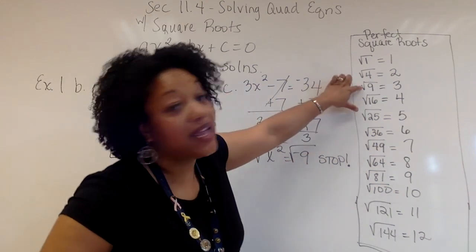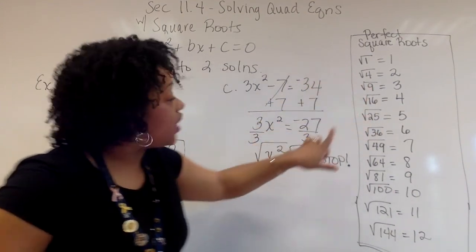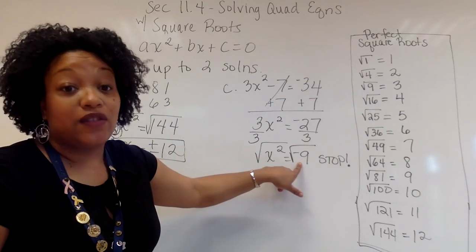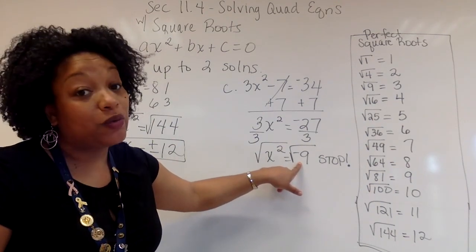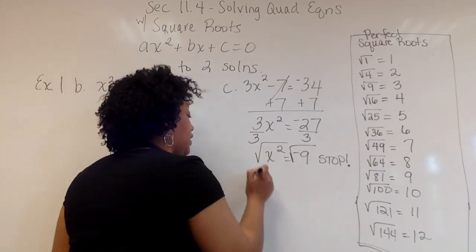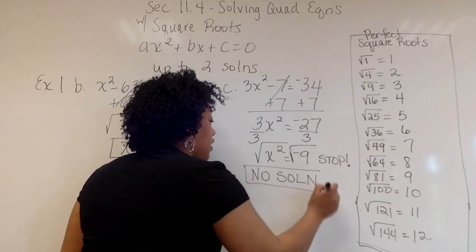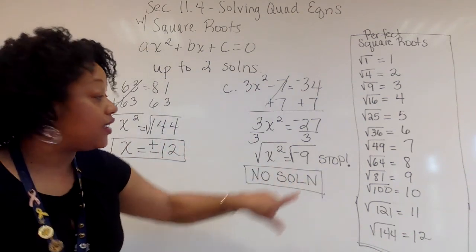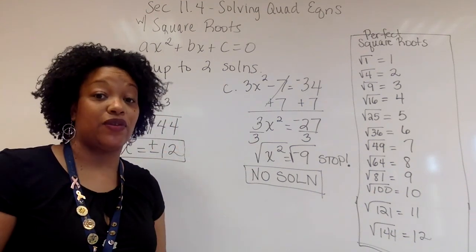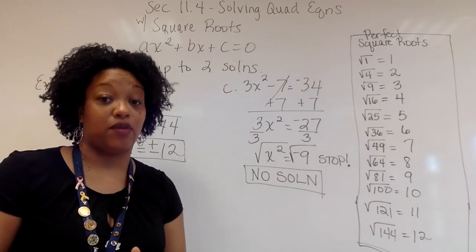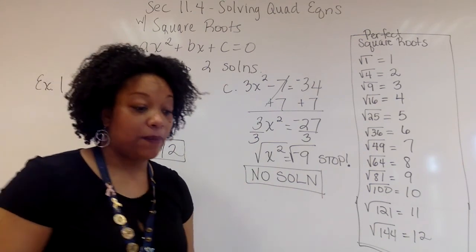Even though you've got 9 in your table, it's a 9. It's not a negative 9. So I cannot get any solutions from a negative number under a square root. So this would be a case where your answer is no solution. No solution, because of that negative sign under the radical. So if you remember anything from this unit, that's an important thing to remember. You can't do it. Okay? That's letter C.